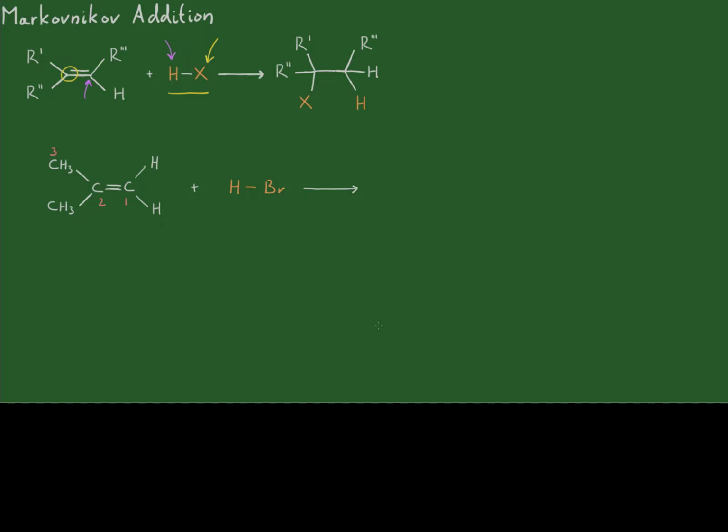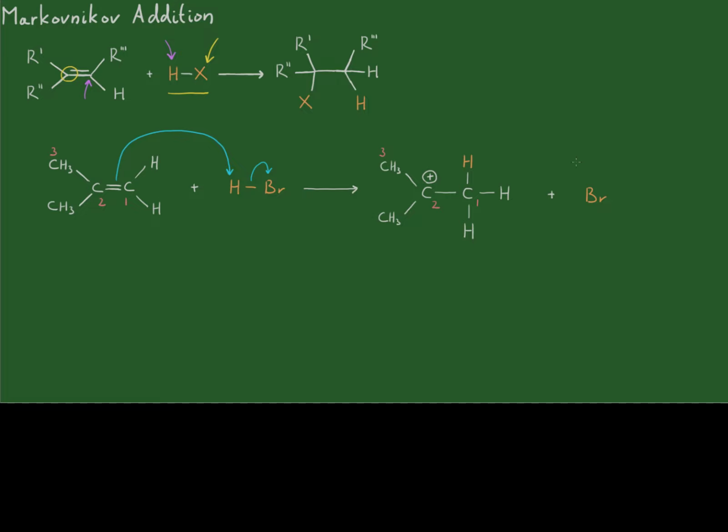The 2 pi electrons of the double bond will be attracted to the hydrogen of the hydrogen bromide. Because hydrogen can only have one bond, the electrons of the hydrogen bromide bond will end up on the bromine. And so we'll end up with something like this. Carbon number 1 will have the hydrogen of the hydrogen bromide attached to it, and carbon number 2, having lost an electron, will now carry a positive charge.